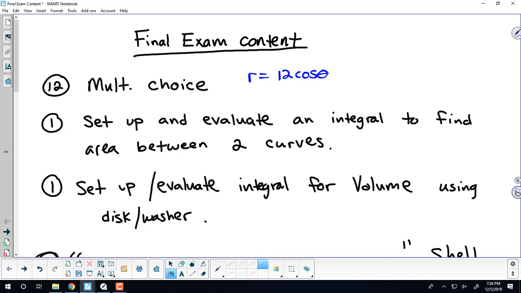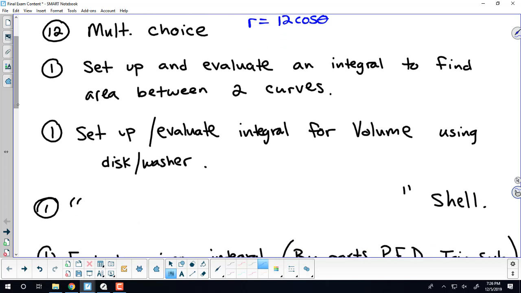Is that a circle? Is that a hyperbola? Is that a circle centered here? Is it a circle centered there? Just stuff that, if you have exposure, shouldn't be too thought provoking or cause you to think too much. That's kind of the idea, anyways. I know it's relative in my mind versus what's in your mind, but that's what it is. The set up and evaluate the integral to find the area between two curves, that was the first thing we did in 6.2.